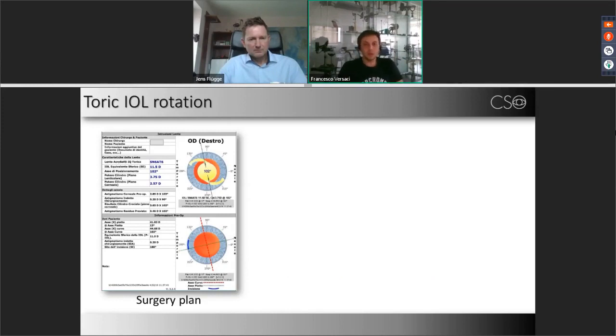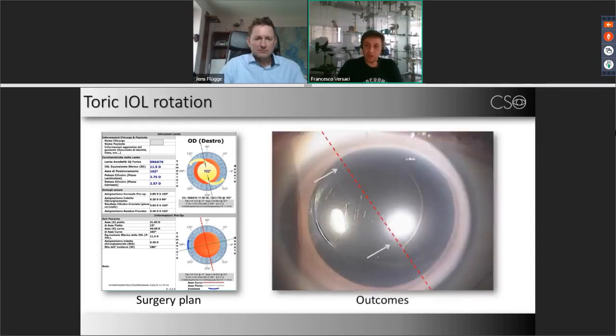A very interesting topic that we are going to talk now is about the toric IOL rotation. As you know, it's very common to implant toric IOL when we have to correct some kind of corneal astigmatism during IOL surgery. But sometimes the outcomes are not the one that we plan during the preoperative phases. So, as you can see in this case, this patient ended up with a different axis of the IOL with respect to the one that was planned.